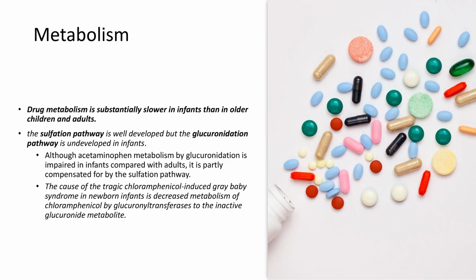Metabolism. Drug metabolism in infants is substantially slower than in older children and adults. While the sulfation pathway is generally well developed, the glucuronidation pathway is immature in infants. For example, acetaminophen metabolism via glucuronidation is impaired in infants, but is partially compensated by the sulfation pathway. This immaturity in metabolic pathways is also responsible for serious adverse events, such as the chloramphenicol-induced gray baby syndrome, which occurs due to decreased metabolism of chloramphenicol by glucuronyl transferases, preventing its conversion to the inactive glucuronide metabolite.